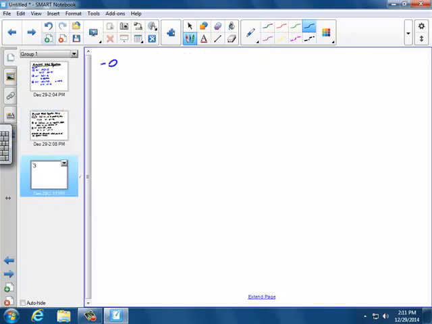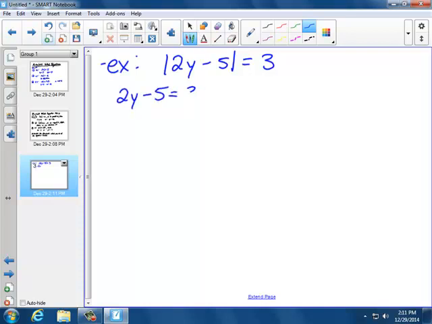So, for our first example, let's say we have the absolute value of 2y minus 5 equals 3. Right away, this is situation 1: we've got the absolute value of something, and on the right side it's a positive real number. So I'm going to solve two equations, 2y minus 5 equals 3, or 2y minus 5 equals negative 3. When I drop those absolute value symbols, I'm just setting it equal to the positive and the negative.